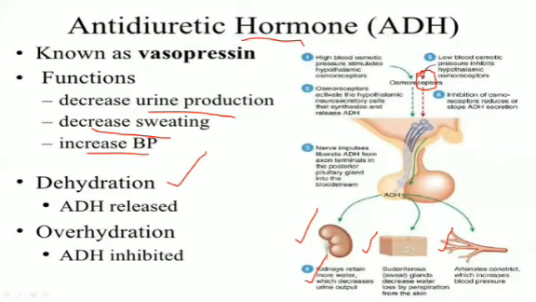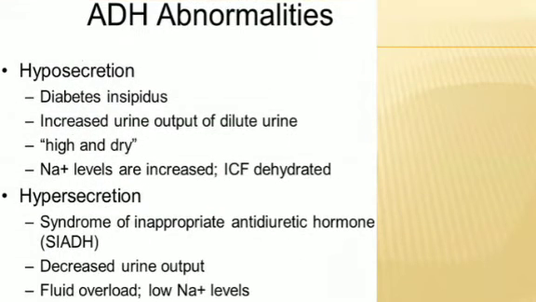In a dehydration condition, ADH is released, so water will be retained more in the body. There will be less sweating and vasoconstriction. In overhydration, if there is more water, ADH is inhibited, so there will be more urination. That's why it's called antidiuretic hormone, because it maintains the urination process as well.